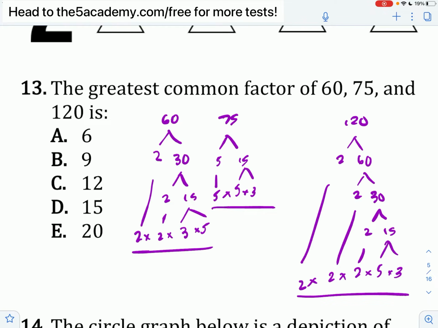Okay, now what do you do with these factors? These are prime factorization. What you do is you essentially find the numbers that all three prime factorizations have in common. So we notice they all have a 3. So let me circle that. They all have a 3.